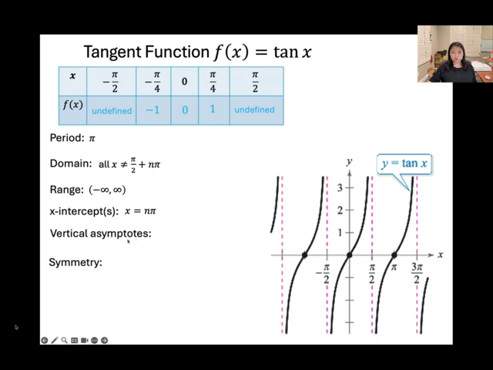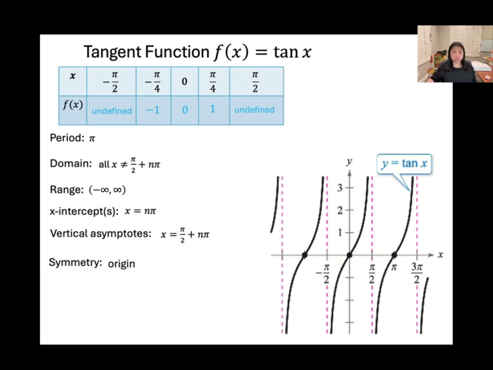Vertical asymptote. That will be the same idea just like the domain, right? But this time it's going to be equal to. So x equals pi over 2 plus n pi. So all these red dotted lines will be the vertical asymptotes.